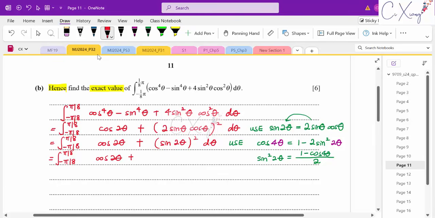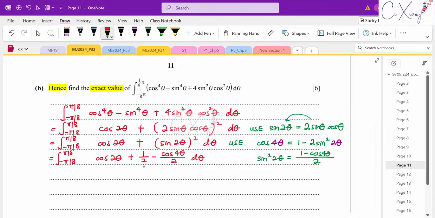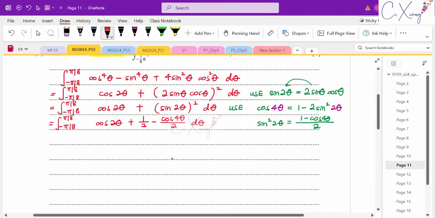Okay, so I'm having 1 over 2, then minus cos 4 theta over 2. I want to separate it out because it's easier for me to integrate later. Now since everything here has no more square with the trigo, you can start the integration now slowly.